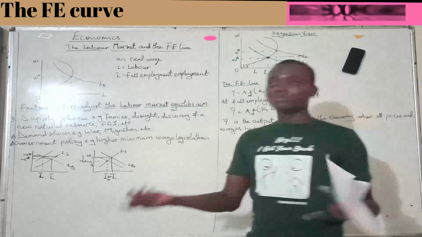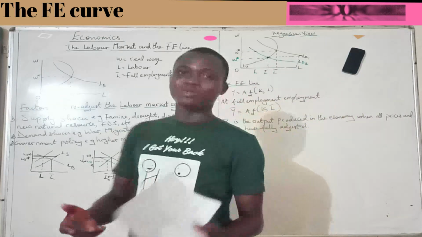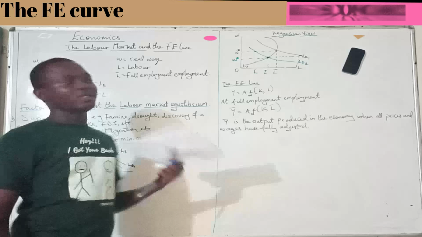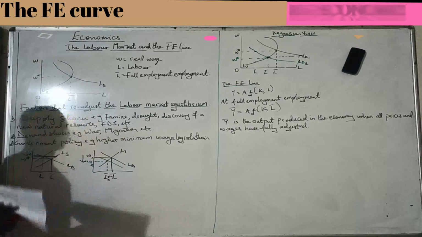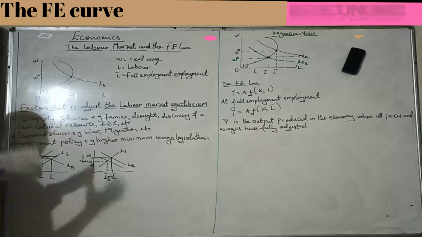So what happens to the equilibrium real wages? It then depends on which is higher than the other. So the equilibrium real wage is kind of ambiguous. It's not so clear. But we have a clear picture of what is happening.